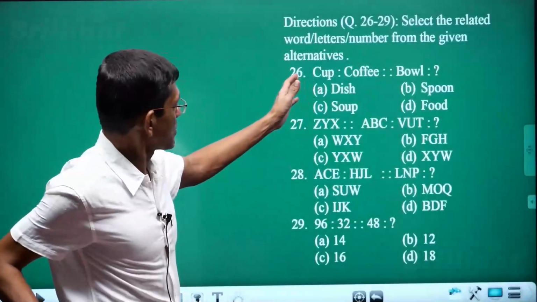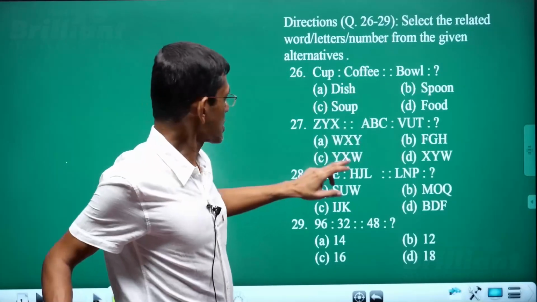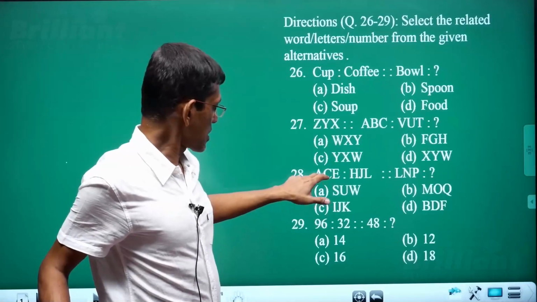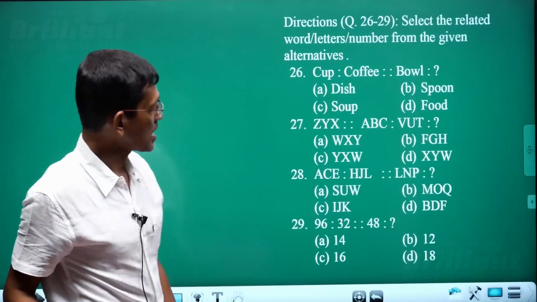And this is the first question. It is pretty much a verbal analogy question. Then we have a letter analogy question. And third one, letter analogy. Last one is a number analogy. So we'll take a look at that.